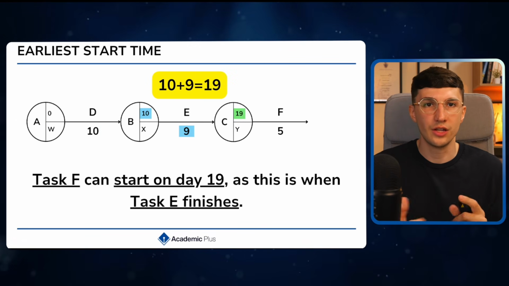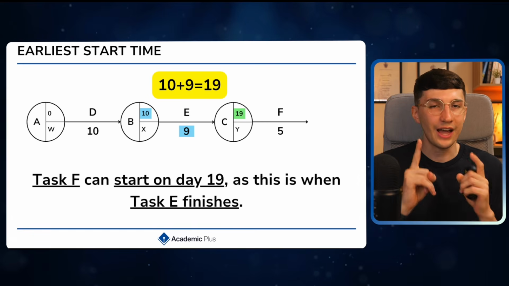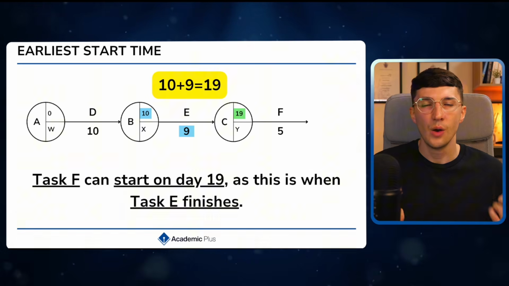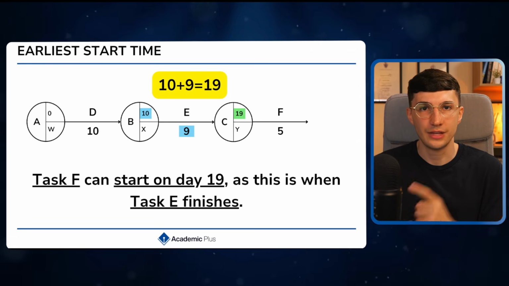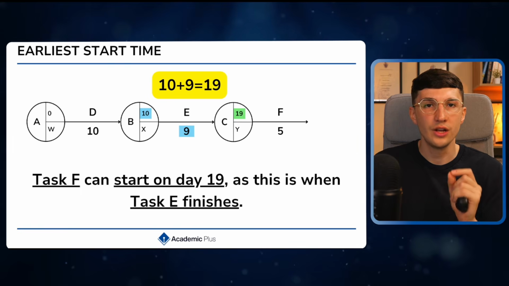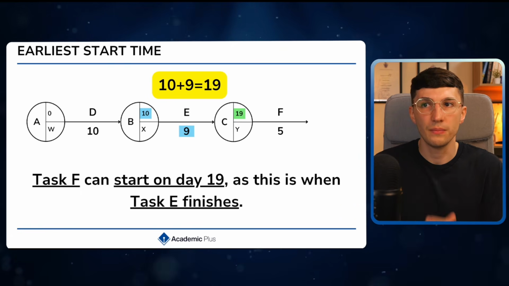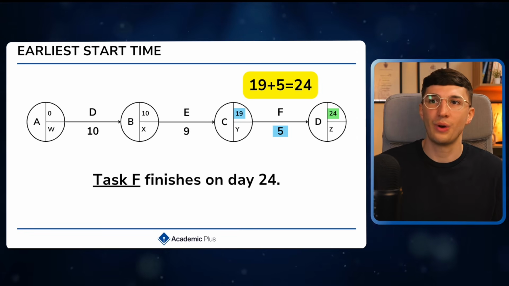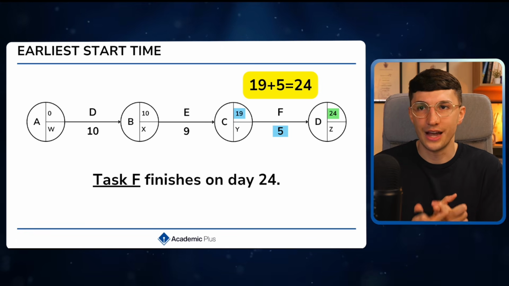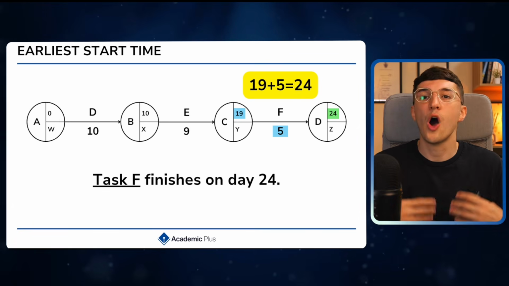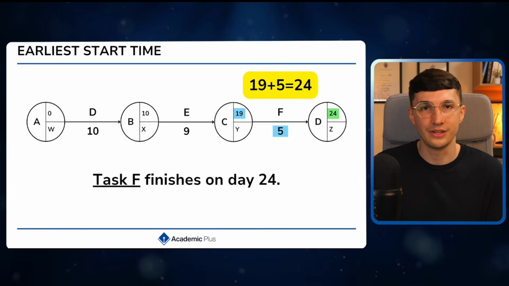And now let's look at the earliest start time for task F. Well, task F can only start once task E has been completed. If task E starts on day 10 and takes 9 days to complete, 10 plus 9 gives me 19. The earliest start time that task F can start is on day 19. And now to calculate the total duration of this project, task F starts on day 19 and takes 5 days to complete, 19 plus 5. Overall this project will take 24 days to complete.